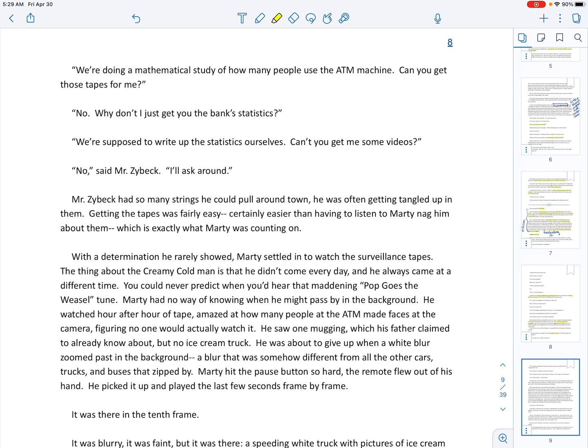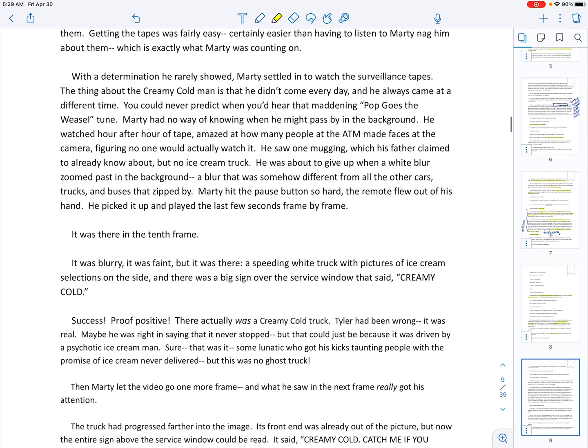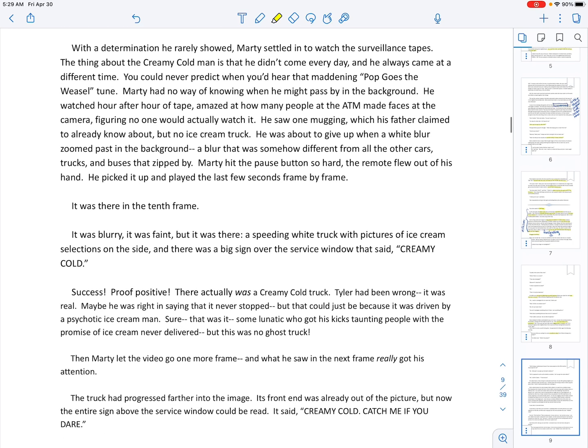Mr. Zybeck had so many strings he could pull around town, he was often getting tangled up in them. Getting the tapes was fairly easy, certainly easier than having to listen to Marty nag him about it, which is exactly what Marty was counting on. With a determination he rarely showed, Marty settled in to watch the surveillance tapes.